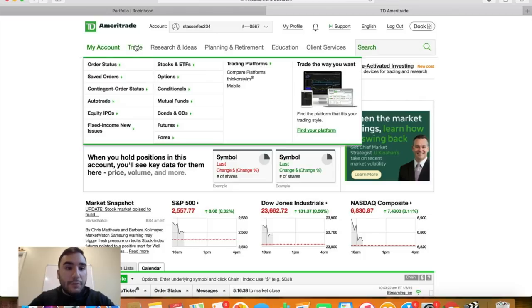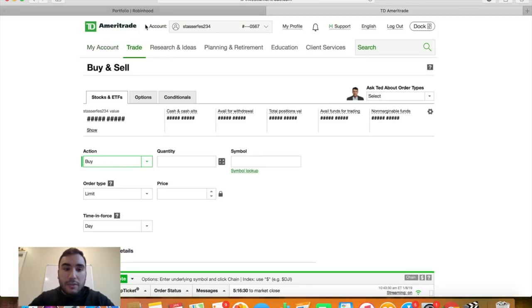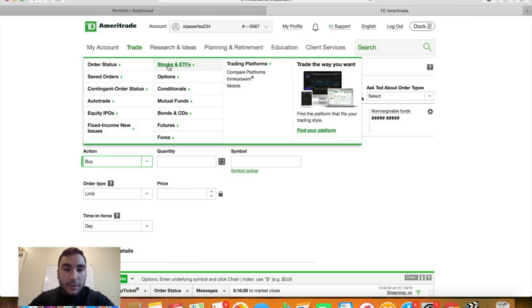So trade, if you guys want to make a trade here, very simple. You go to stocks and ETFs, right? There's a bunch of different options here. There's options, like I just said, conditionals, mutual funds, bonds, and CDs, right? These are things that Robinhood doesn't offer. They don't offer bonds and CDs. They don't offer futures, and they don't offer Forex.